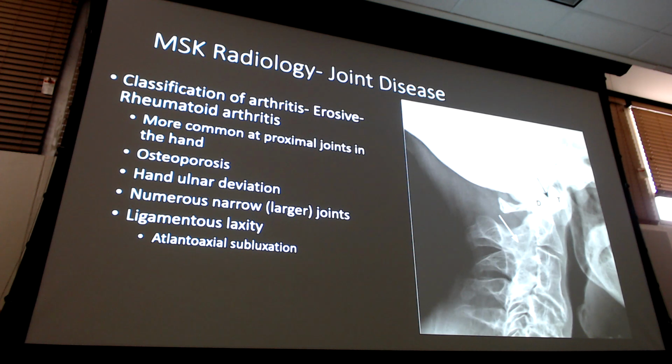It can happen in the spine as well. It is more common in the proximal joints of the hand. It can be osteoporosis, right? But primarily it can happen in the atlantoaxial subluxation area, like right in here. And it can cause that joint area to sublux. That's super extreme cases. I've never seen that, but it is a possibility, so we talk about it.